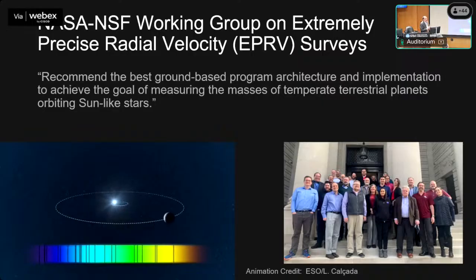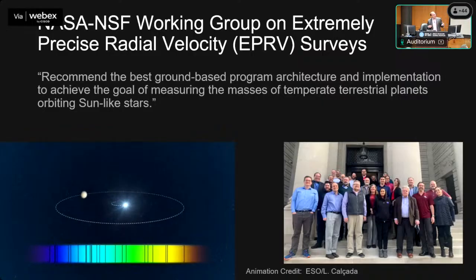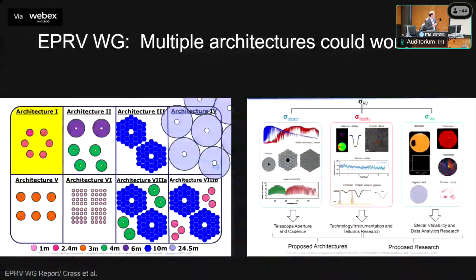With this in mind, back in 2019 or so, NASA-NSF put together a joint extremely precise radial velocity working group to lay out what would be required to make this work. What types of architectures, as we call them, or configurations, were plausible scenarios to provide the sort of work for Habitable Worlds Observatory, using the Doppler technique as the tool to get there. After a lot of discussions and calculations, they basically concluded a lot of different architectures could work, in the sense that you could collect the photons you needed to measure enough radial velocities to do a survey to find some targets.